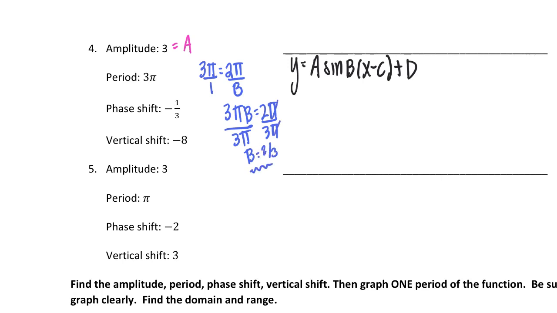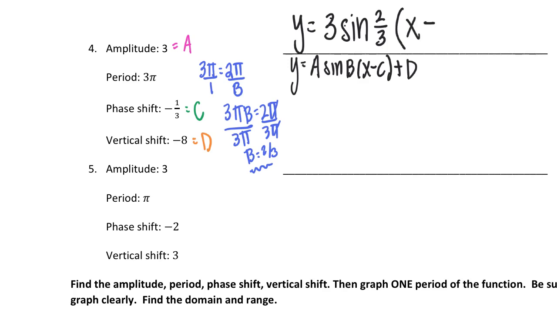It's okay that it's a fraction. The phase shift is your c value. And last but not least, we have the vertical shift, which of course goes with d. Try plugging those all in to your equation. We'd have y equals 3 times the sine of b, which we found to be 2/3, times the quantity of x minus, and notice that your phase shift is negative, so this is going to turn to plus 1/3, close your parentheses, minus 8.